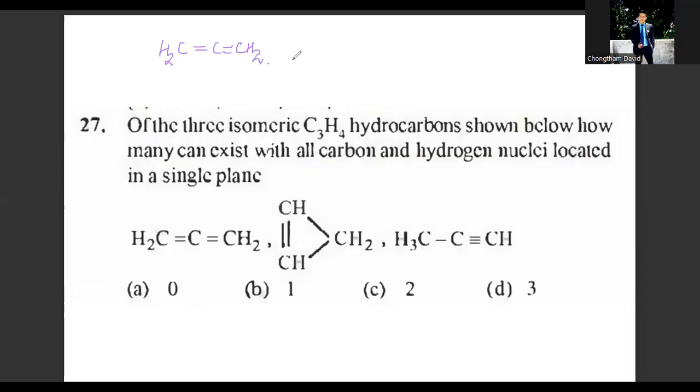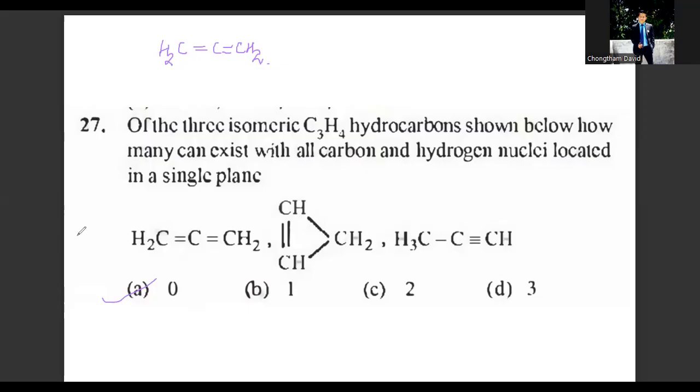Now you have the formula C3H4. Hybridization of the carbon atoms is sp2, and sp is also present. The molecule is a planar structure, but hydrogen atoms lie in different planes. Okay, so the answer for this will be 0. There are 0 hydrocarbons which can exist with all carbon and hydrogen nuclei located in a single plane.